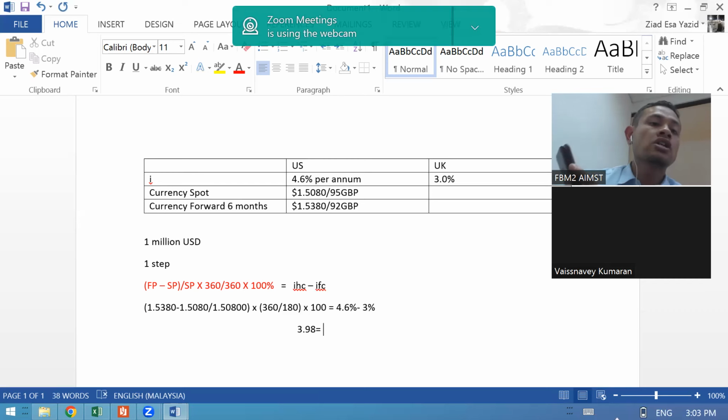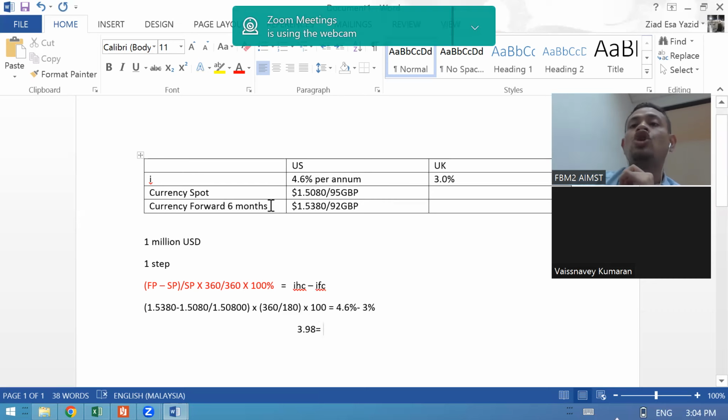There's a plot twist here. You see here, 4.6% per annum. And this one, the currency forward is 6 months.